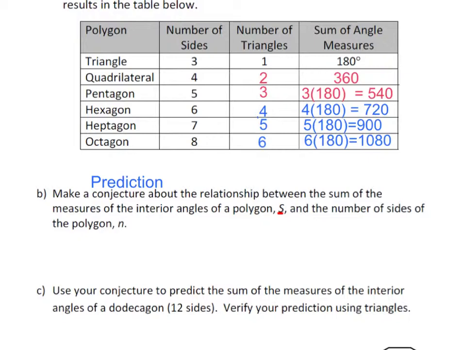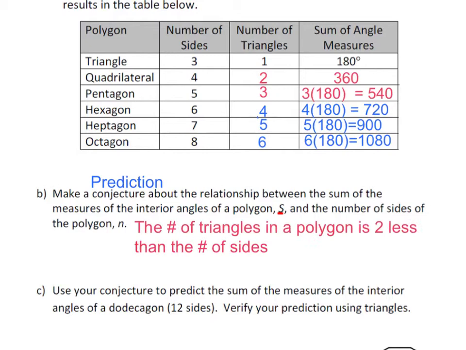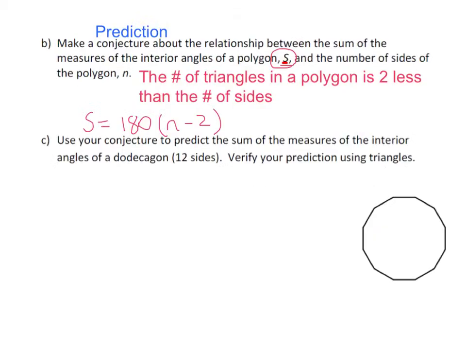Okay? So based on this chart here, I think it's safe to say that the number of triangles in a polygon is 2 less than the number of sides. Or, if we were to write a formula, the sum of the angles in a polygon S equals 180 degrees times the number of sides take away 2. So now instead of filling out the chart for each shape, let's put our conjecture to use.